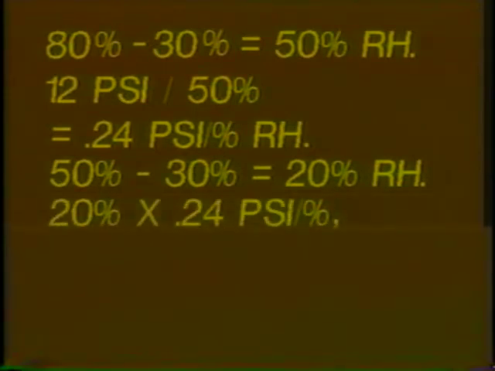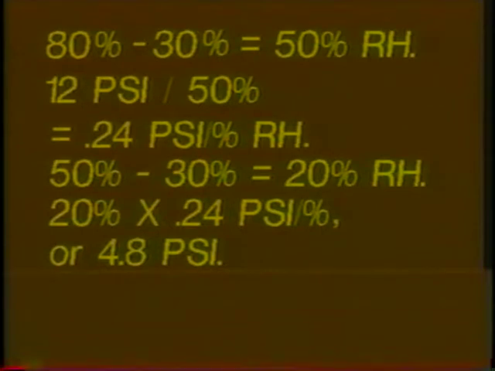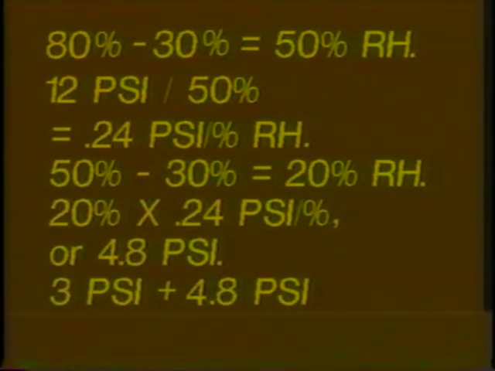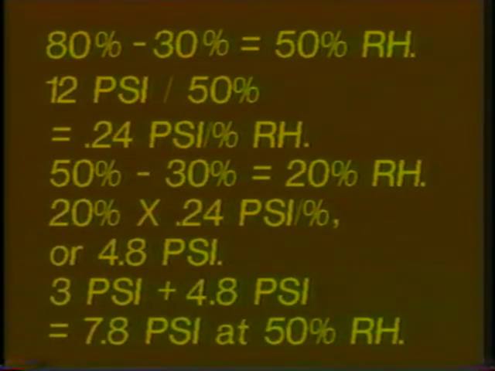Multiplying this difference times the sensitivity, we get 20% times 0.24 psi for each percent, or 4.8 psi. Finally, we add the 3 psi starting point to get a pressure of 7.8 psi. So a 30 to 80% RH transmitter will transmit 7.8 psi when sensing 50% relative humidity.